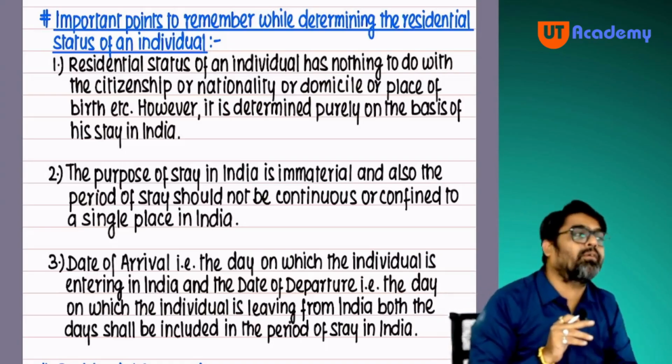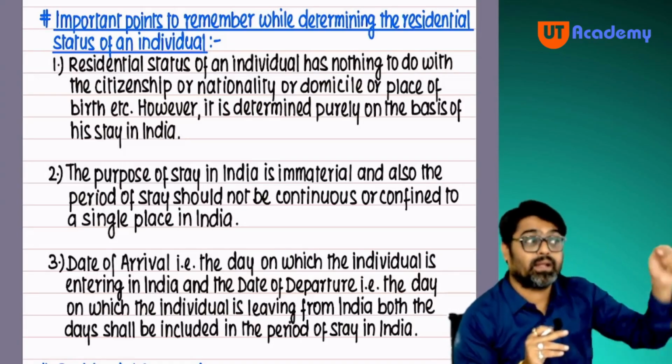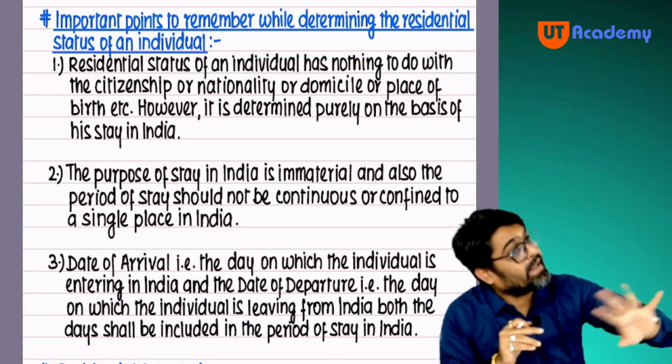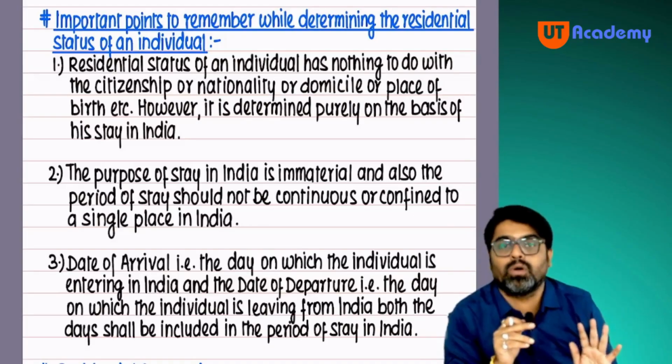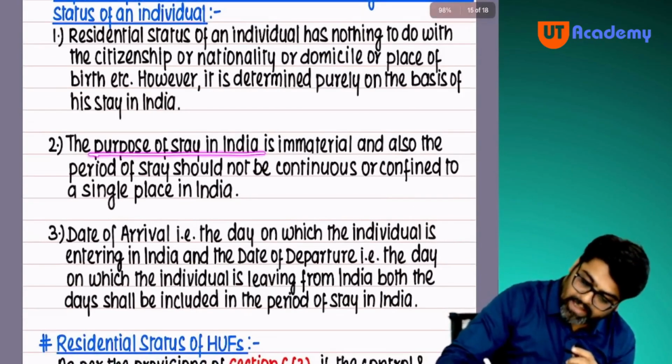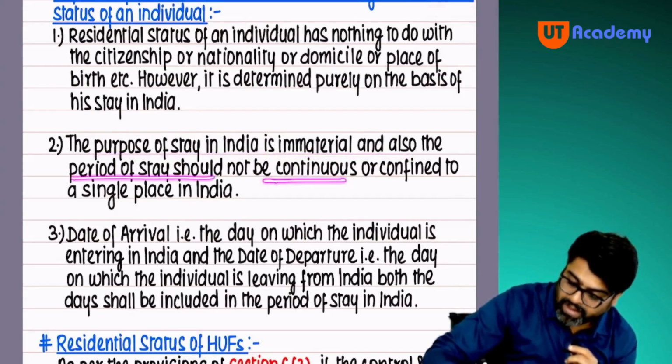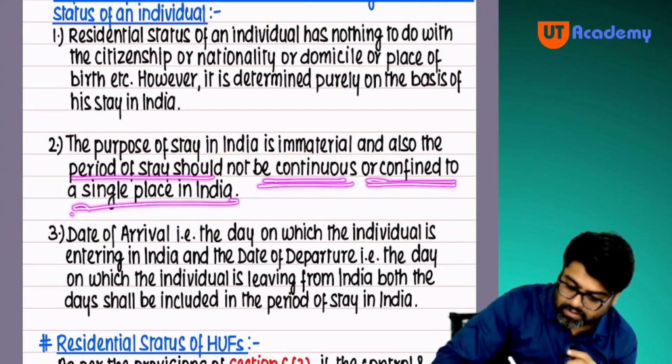Stay should be continuous. It is not required. Is it written anywhere 182 days stay at a single place in India? Stay should be in India. It can be at multiple places. Yes or no? So the purpose of stay in India is immaterial, and also the period of stay need not be continuous or confined to a single place in India.